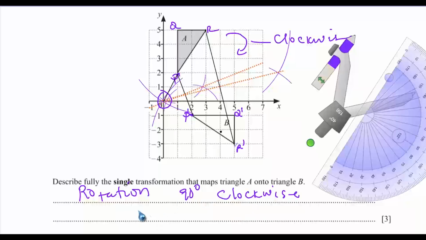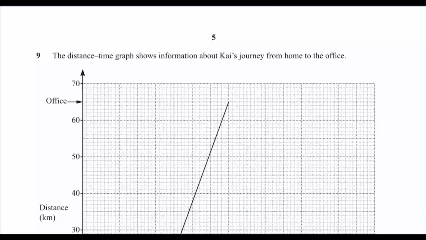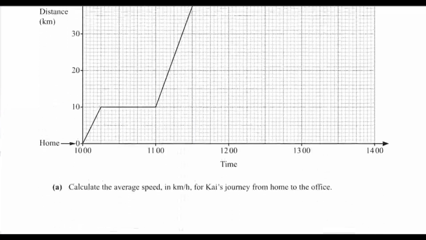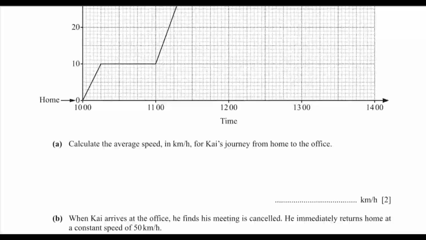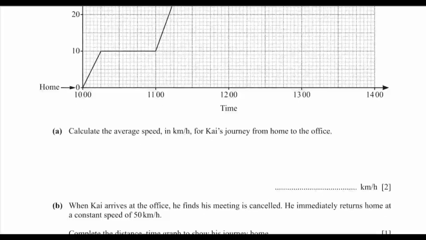Then the center of rotation is 0, 0. So let's go to the next question. That will be question 9. The distance time graph shows information about Kai's journey from home to office. Calculate the average speed in km/h for Kai's journey from home to the office.